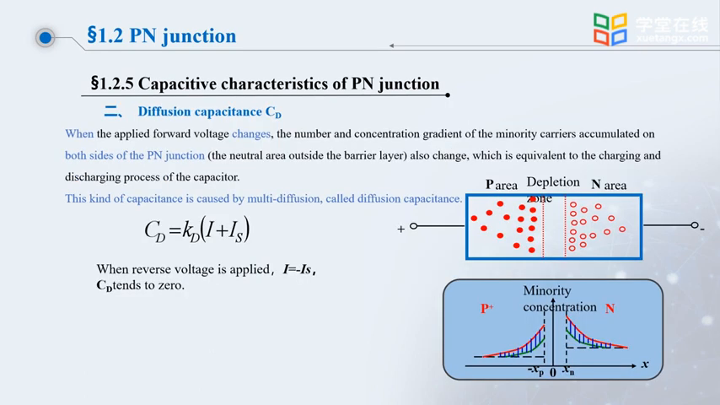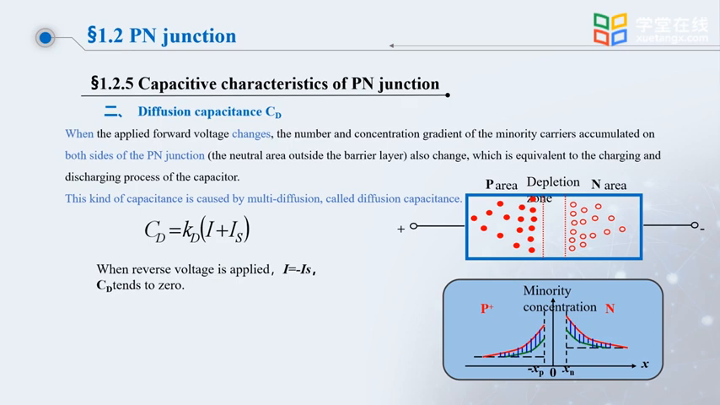Let's look at the second capacitance characteristic of the PN junction, the diffusion capacitance. We use CD to describe the diffusion capacitance. When the PN junction is applied with a changing forward voltage, it shows a kind of capacitance characteristic. Let's take a look at the picture on the right. On both sides of the PN junction, the amount of accumulated minority carriers will also change as the majority carriers diffuse. The following is a curve of this concentration change of the minority carriers. We see that the closer to the PN junction, or the barrier layer, the higher the minority carrier concentration.